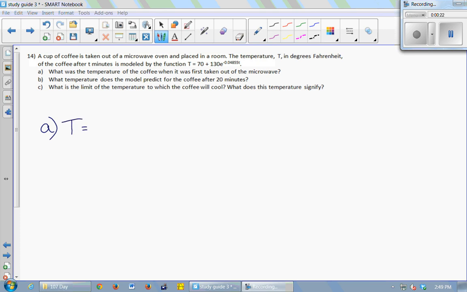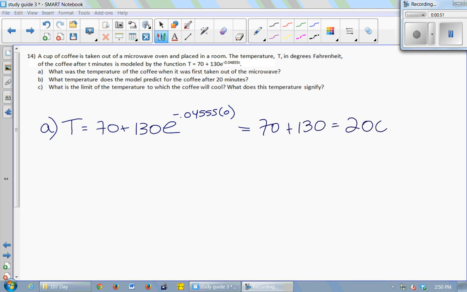So I'm going to plug in for little t, because little t represents time. I'm going to plug in 0. 70 plus 130 e to the negative 0.04555 times 0. Well, anything times 0 is 0, and e to the 0 is 1. So this is 70 plus 130, which is 200 degrees Fahrenheit. So that was the temperature of the coffee when it came out of the microwave at time t equals 0.